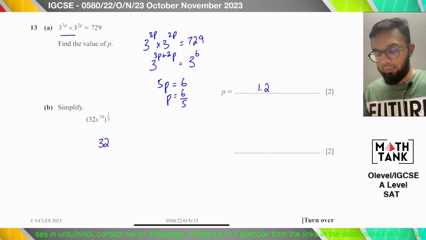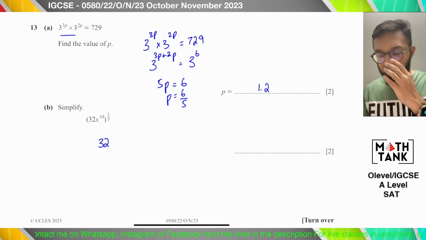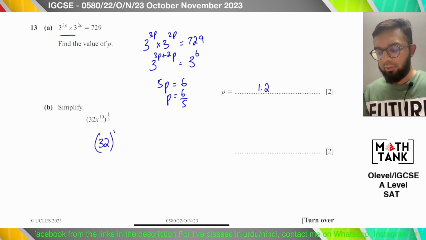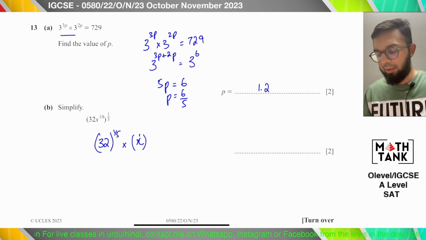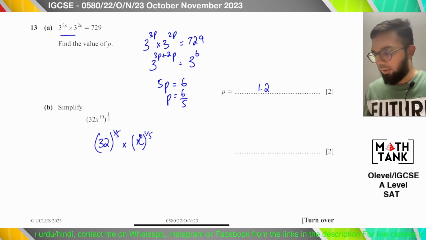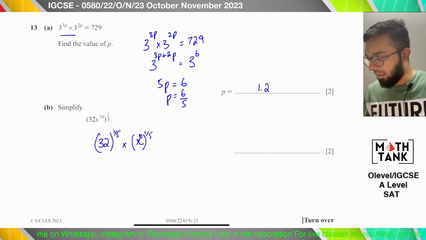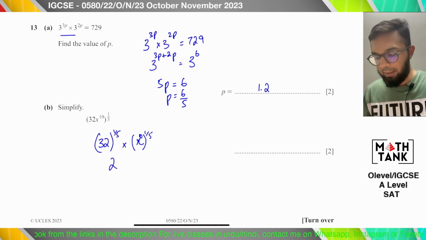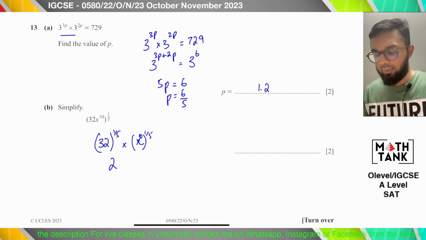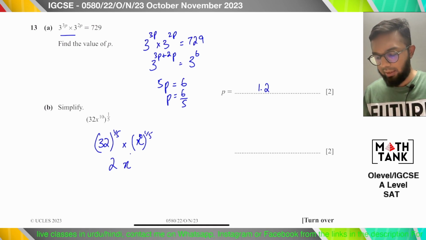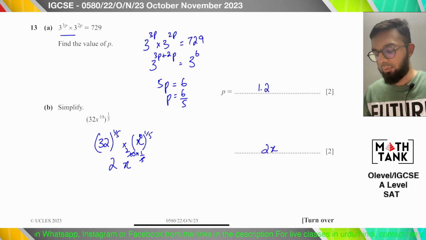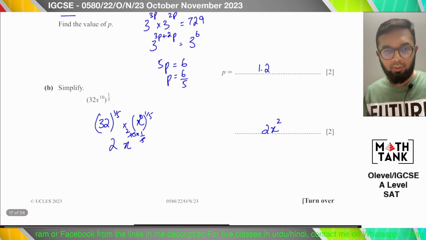This one is even simpler. Whenever you have a power outside the bracket and you have multiple terms inside which are being multiplied together, not added together, remember that. So 32 power 1 over 5 into x power 10 into 1 over 5. 32 power 1 over 5 is something that I do on my calculator. So that gives me 2. And x power 10. When you have a power outside the bracket and there's another power inside the bracket, they get multiplied. So this gives me 2. So this becomes 2x squared.